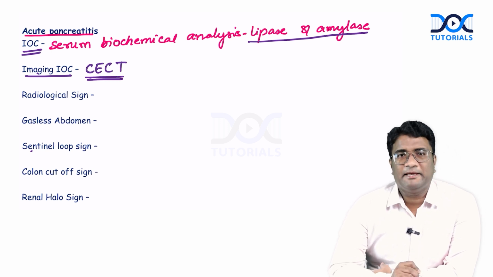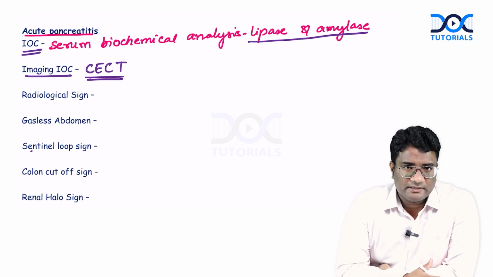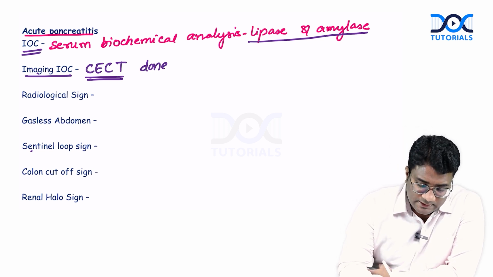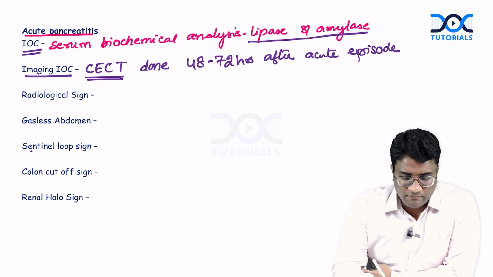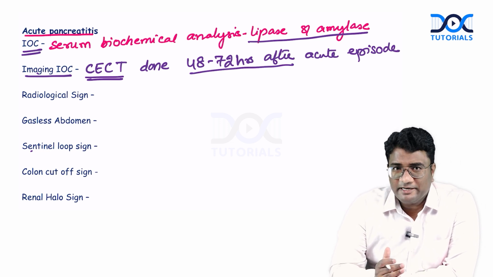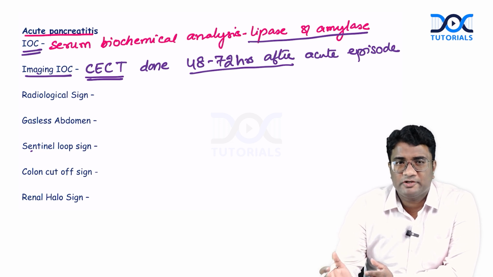CECT is mainly done to know the amount of necrosis in the pancreas and to look at the complications and severity of pancreatitis, rather than for diagnosis in the acute condition. Remember, CECT is done 48 to 72 hours after the episode. The diagnosis in the acute condition should be based on serum biochemical lipase and amylase levels.